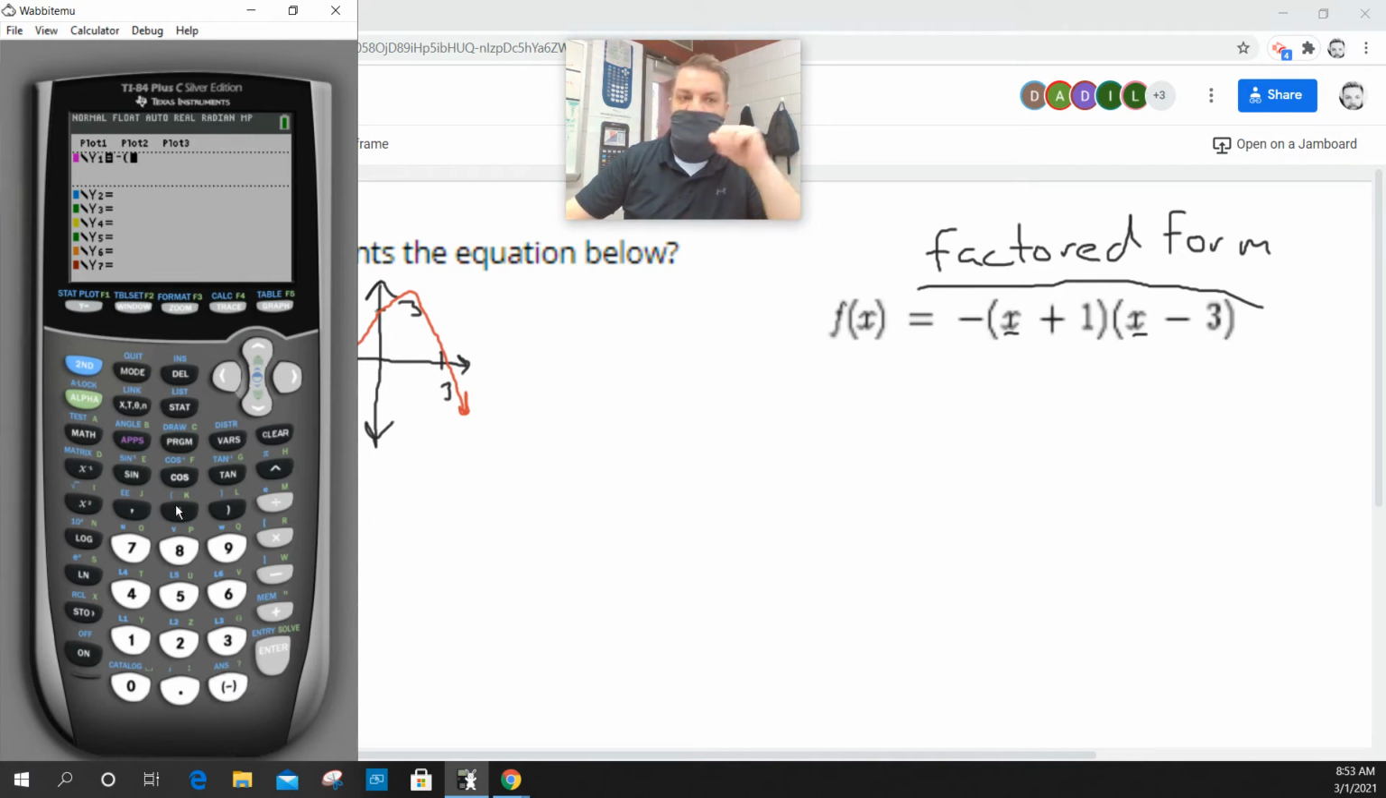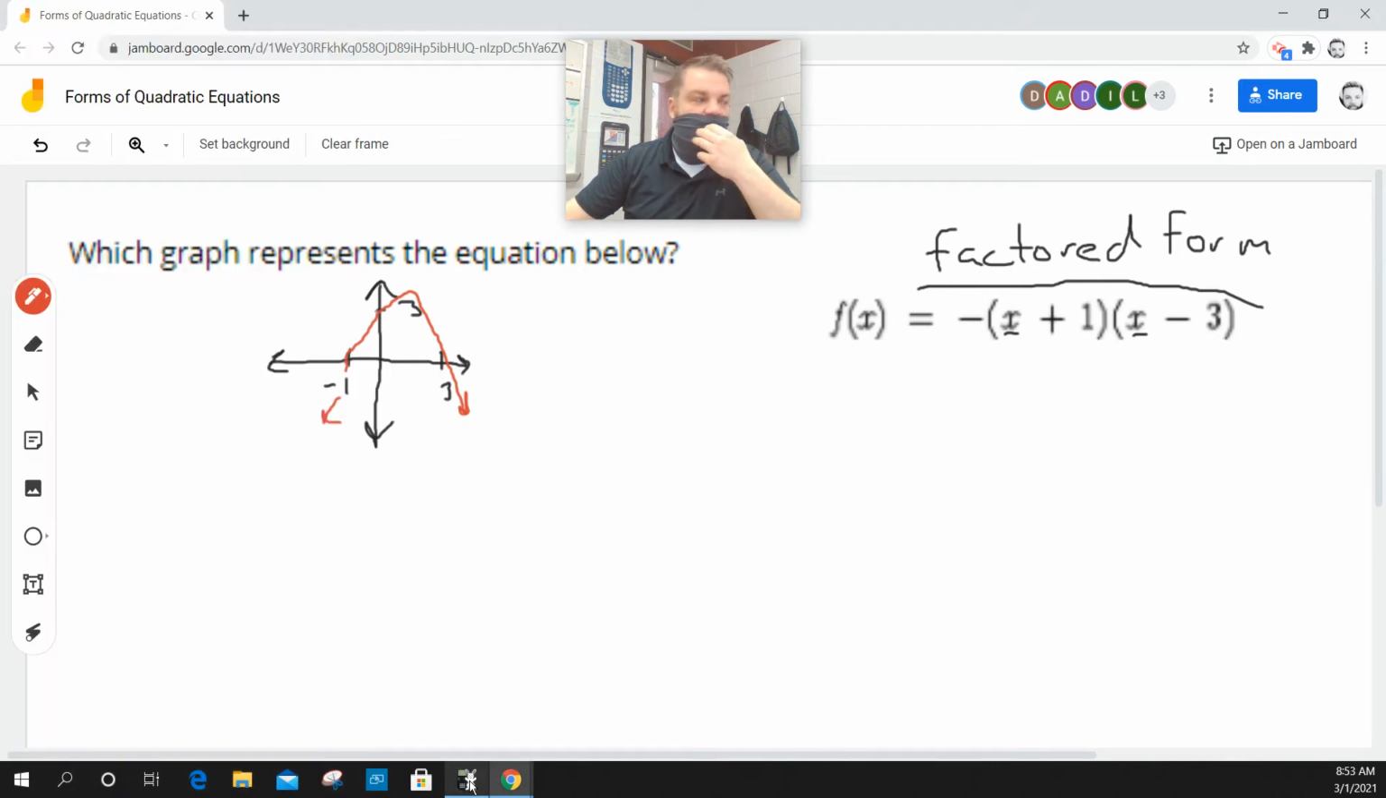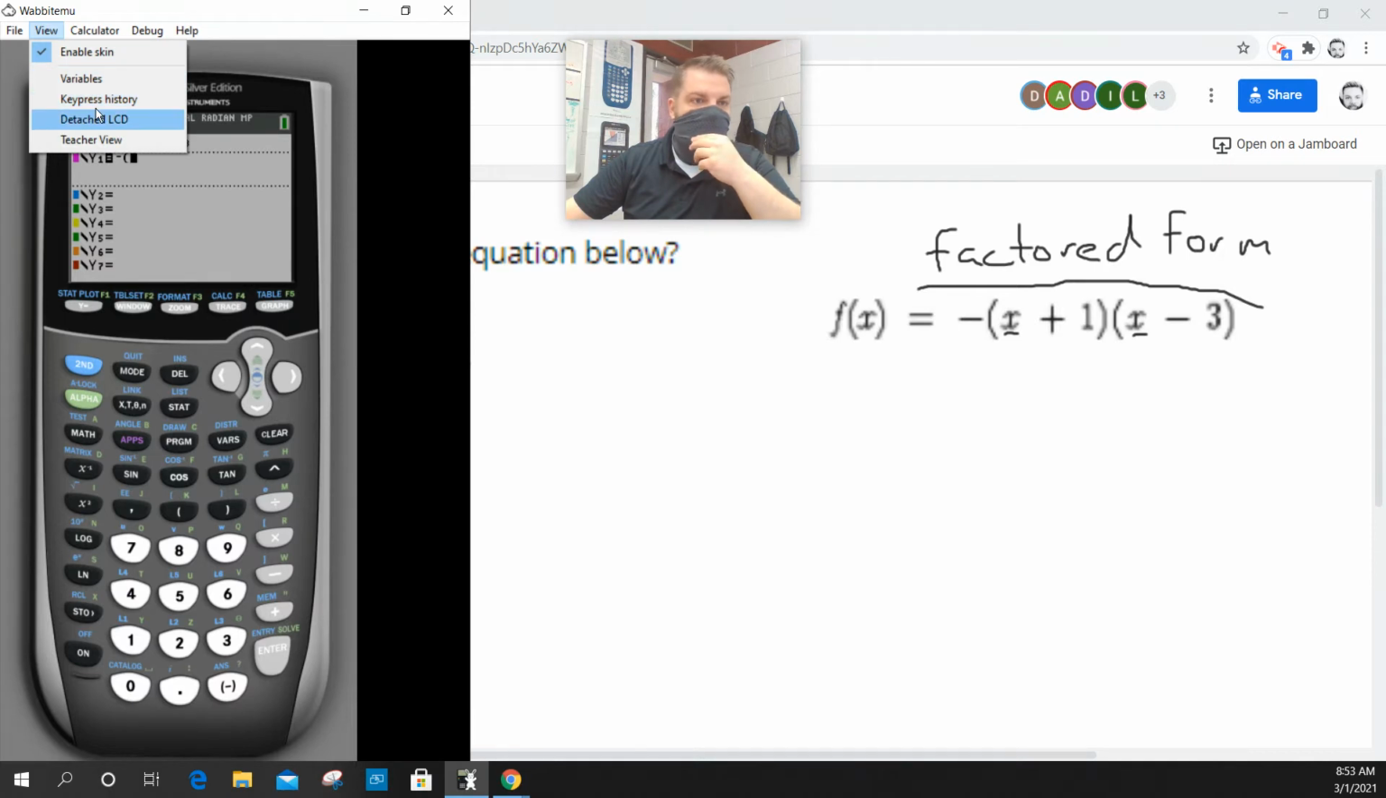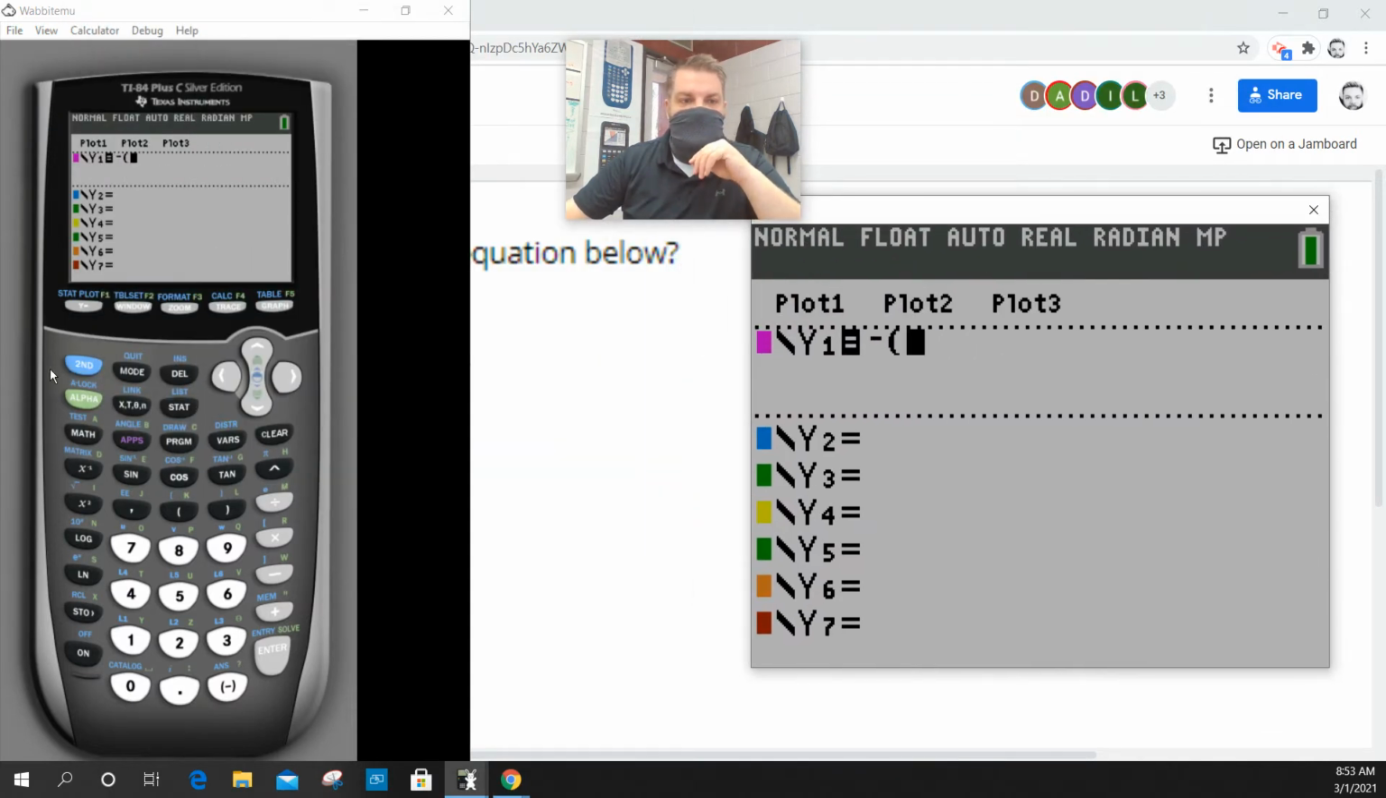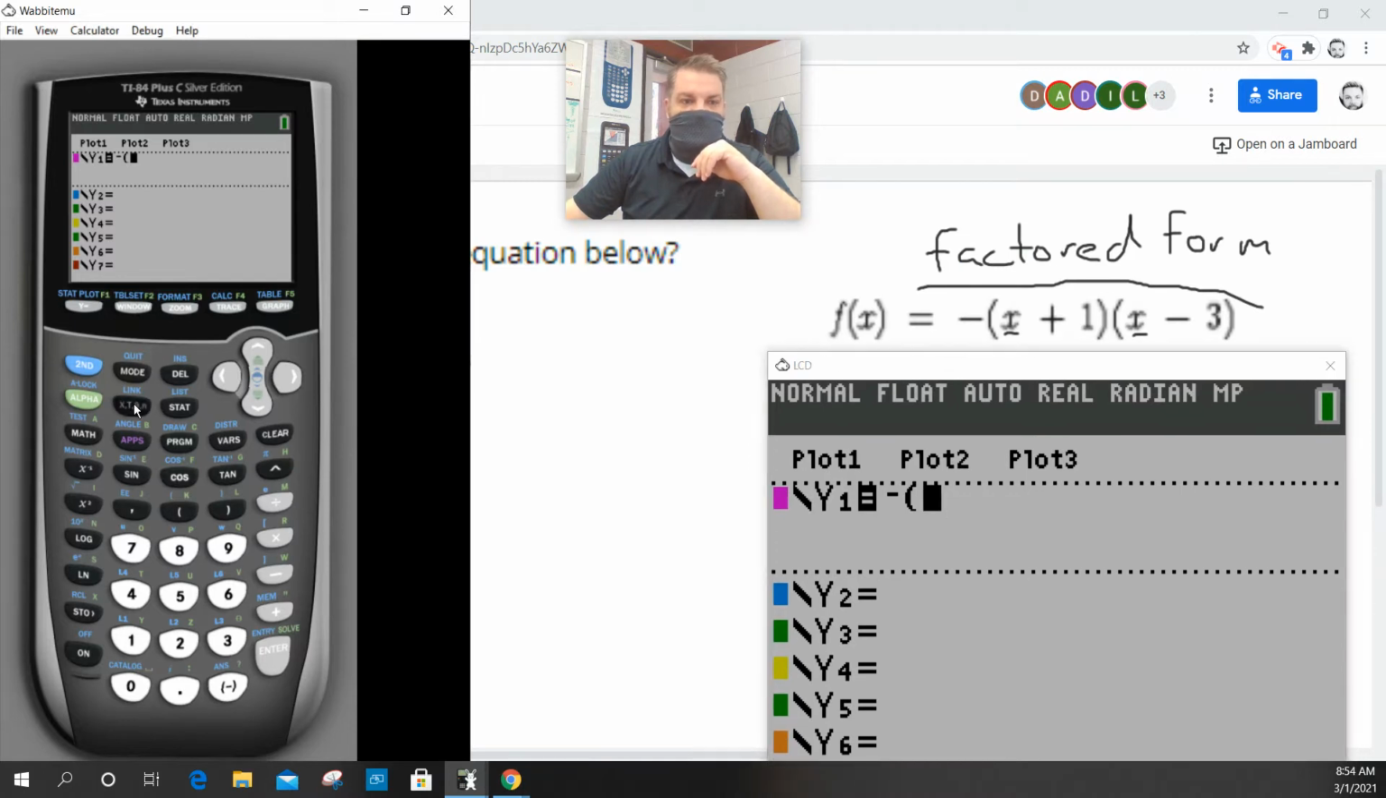So we're going to say negative, open parentheses. Let me make this big for you guys so you can see what I'm doing. So we're going to say x plus 1, close parentheses, open parentheses, x minus 3. Okay? Now before we get the graph, make sure that you guys are plugging that in there. Try it. Plug it in. It's just like your phone, sort of. Try it when you get a chance. Make sure you enter that in your calculator.